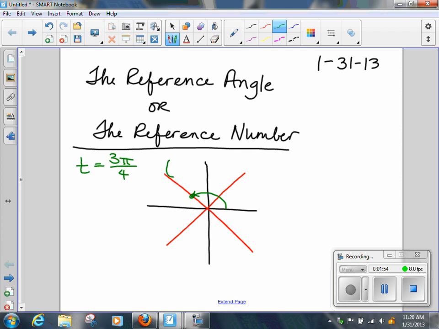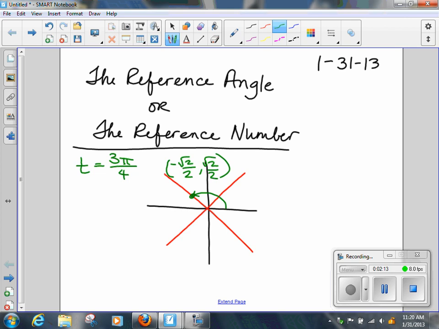Just for kicks, what's that terminal point? Negative root 2 over 2, positive root 2 over 2. You guys agree with that? You just listed this somewhere on that worksheet. I'm sure it was somewhere on there, okay?